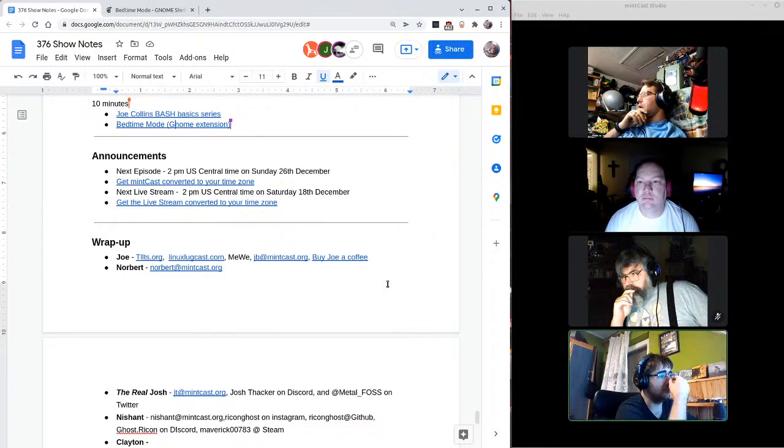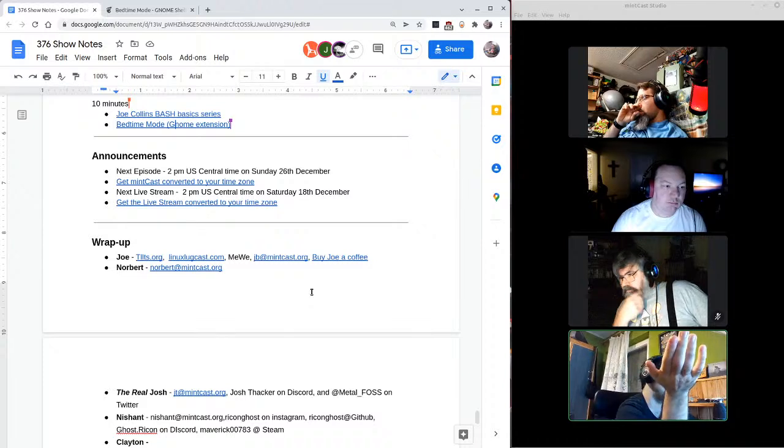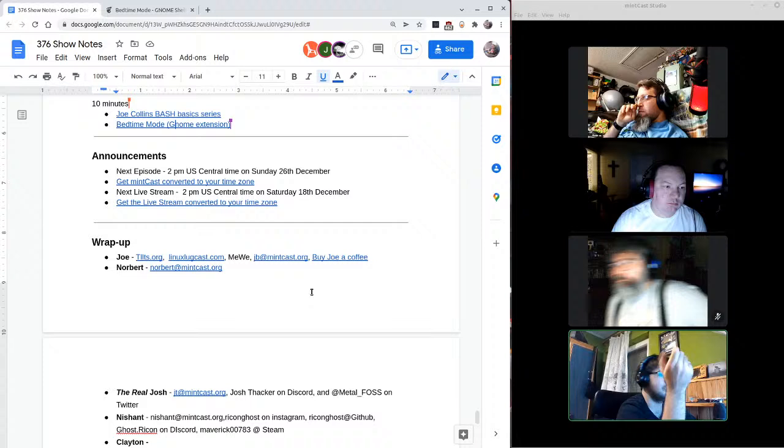So GNOME Bedtime was intended to keep you from working late, but it's sort of enabled. But I think it can also be used to improve your work experience at night. And that's what I wanted to say.